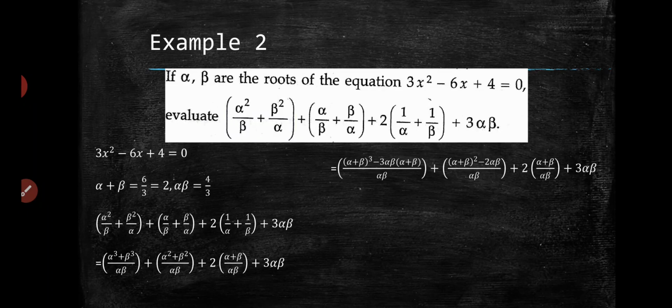Right now if you just look into the expression, the whole expression is made up of alpha plus beta and alpha beta, that is the sum of the roots and the product of the roots. So now we definitely know the values. So what we will do, we will just put the values and calculate, and we are done. So let me just put the values. So this is what it looks like after putting the values.